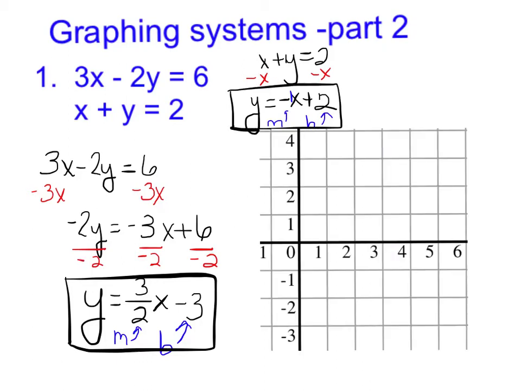So let's graph. So I have my graph. In my first equation, we're going to start at the y-intercept at negative 3. My slope is positive 3 over 2, so that means we have a rise of 3, a run of 2. So I go up 3, over 2. Up 3, over 2. And I'm just going to do it one more time, up 3 over 2.